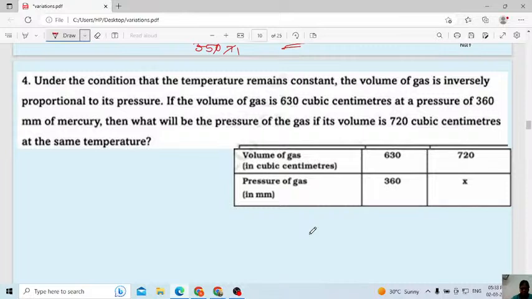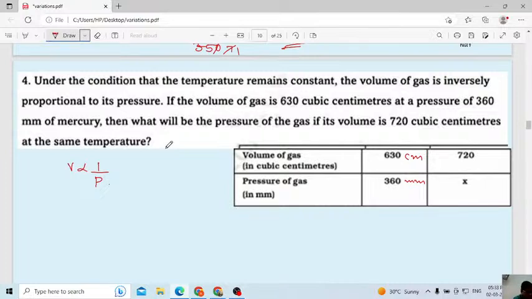Solve. At least tell me whether it is directly or indirectly proportional. Under the condition that the temperature remains constant, the volume of a gas is inversely proportional to pressure. They are already given in the question. If the volume of a gas is 360 cubic centimeter at a pressure of 630 millimeter of mercury, then what will be the pressure of the gas if its volume is 720 cubic centimeter at the same temperature?